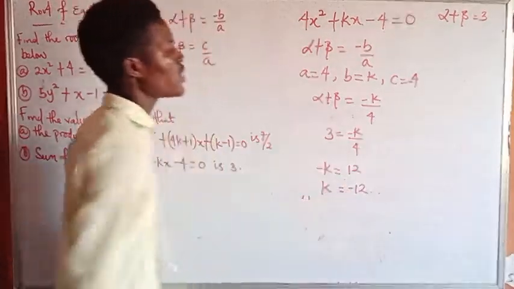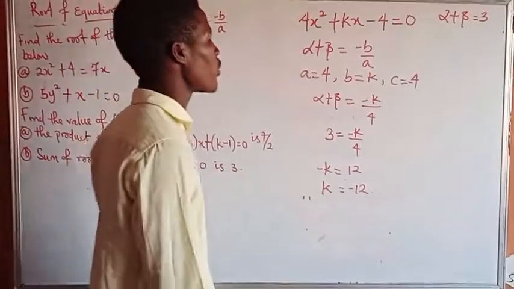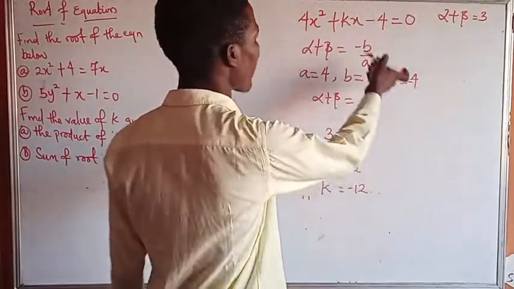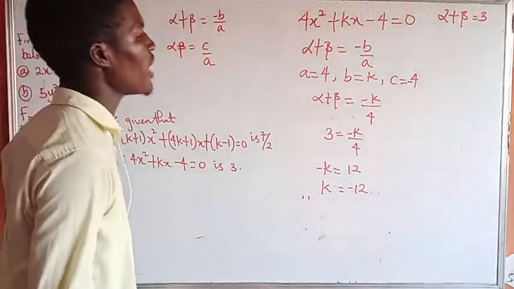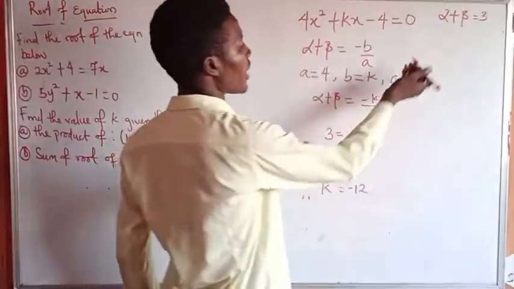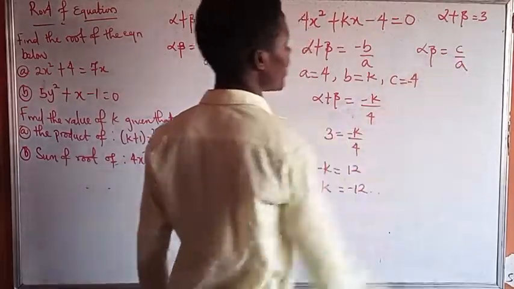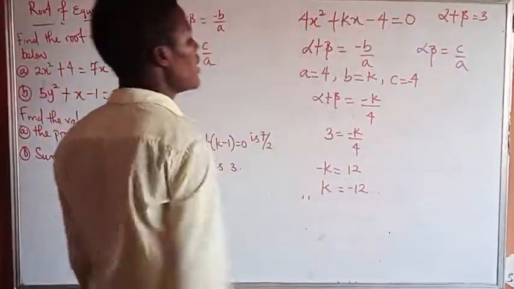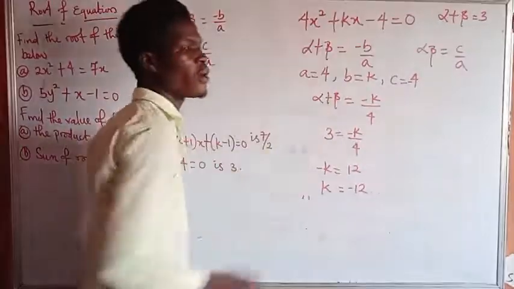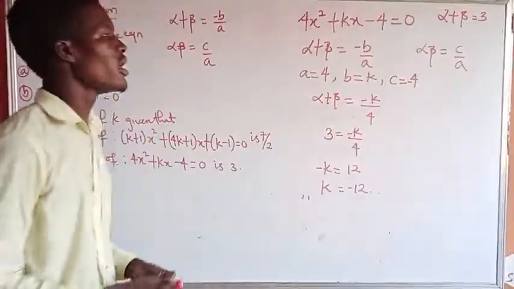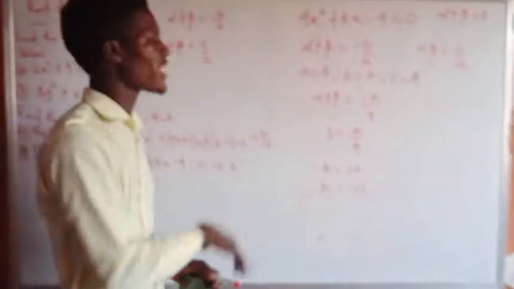So let's say they told me the product of roots, I can't find the value of k using the product formula, because the product formula implies c over a, and therefore I can't find the value of k. So the only method I can use to find my value of k is using the sum of roots formula for this kind of question.